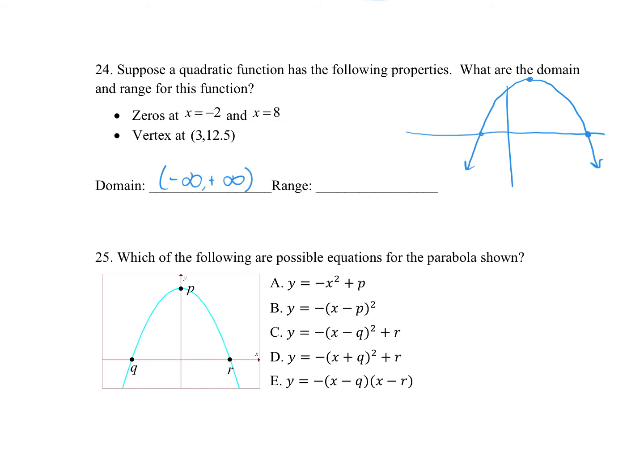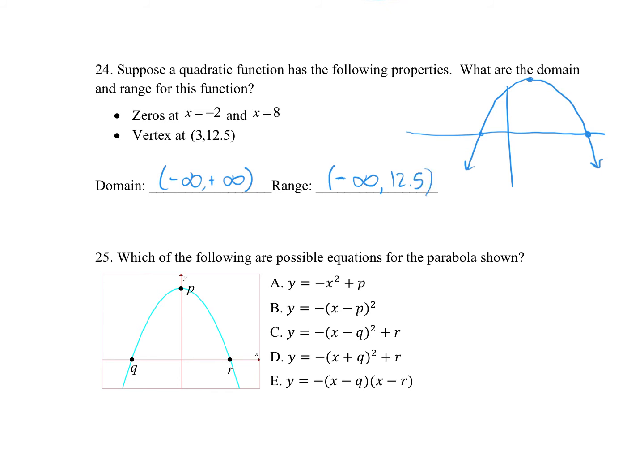Now our range, those arrows, like I said, are going to keep going on down forever, right? But what's the highest? Okay, well, let me start that down forever part. Our lowest y values are going to go all the way down to negative infinity. But our highest y value, that would be the y value of the vertex, which is 12.5.